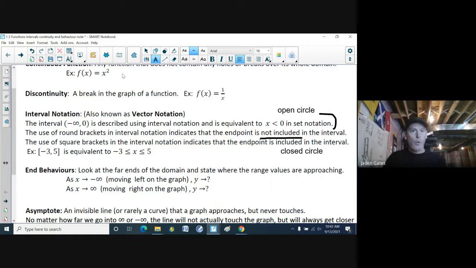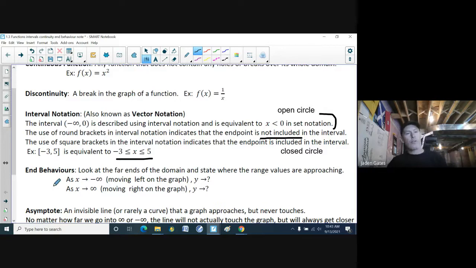And again, when we're looking at set notation, right here, -3 is less than or equal to x, which is less than or equal to 5. I could write that in terms of interval notation as -3 to 5, but again with the square brackets. So you pick and choose which one you like.